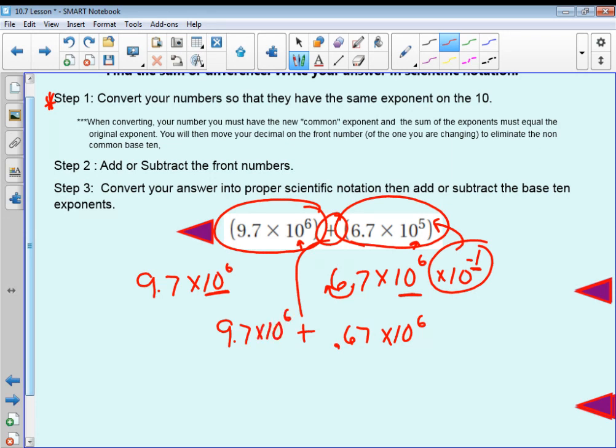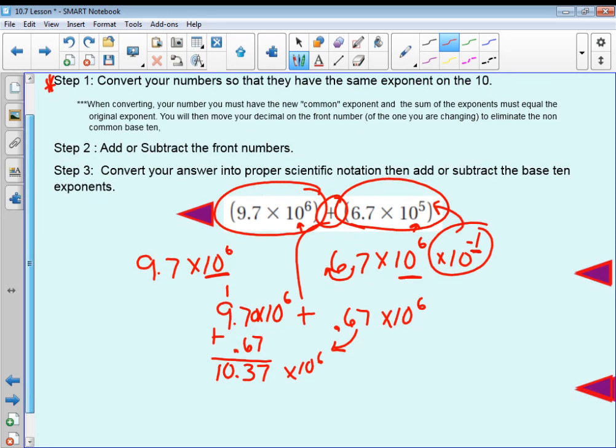Now we're going to do like we did in the previous video. We're going to add these together. So I'm actually just going to bring this down. So plus 0.67. I have a 0 there. 7, 13, carry the 1, 10 times 10 to the 6.